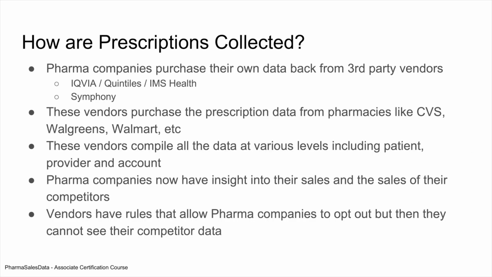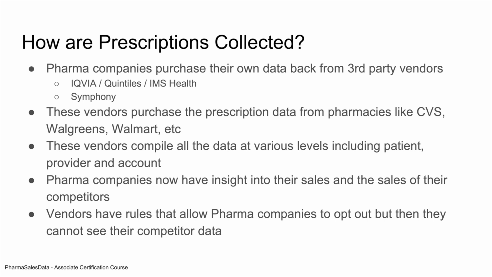How are prescriptions collected? So pharma companies purchase their own data back from third-party vendors. There's several of them out there, but the two that are the biggest are IQVIA, which used to be called Quintiles, which was originally called IMS Health, and the other is Symphony. What happens is these vendors go and they purchase prescription data from pharmacies like CVS, Walgreens, and Walmart. These vendors then compile all that data at various levels, including the patient level, the provider level, the account level. And now pharma companies have insight into sales and the sales of their competitors.